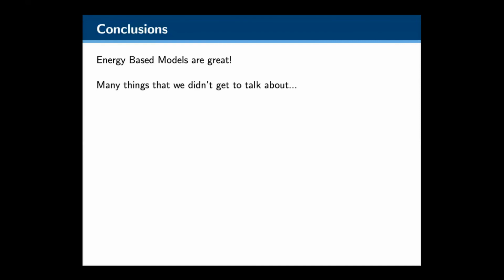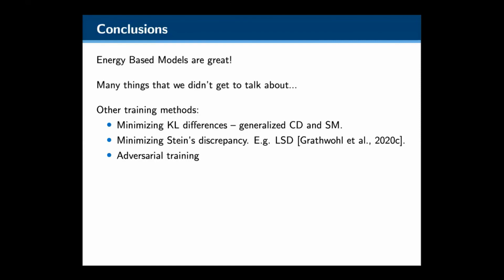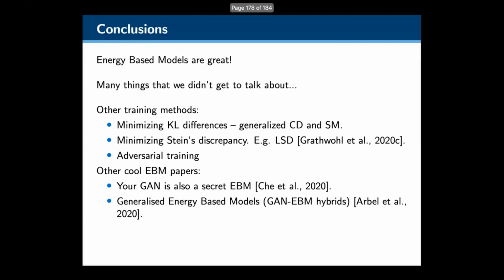There are also many things we didn't get to talk about. There are many other ways of training these models, various generalizations of CD and SM that minimize differences between KL divergences. There are methods that use Stein discrepancy, including this cutely named LSD method. There are various forms of adversarial training. As you can imagine, we saw those themes coming up. There's also a whole bunch of other cool EBM papers we didn't get to talk about, including these two GAN-flavored ones that I briefly mentioned earlier.